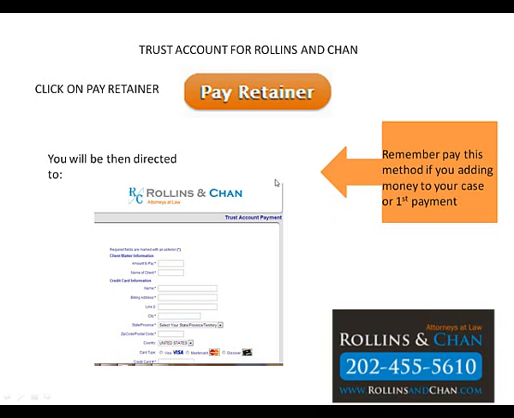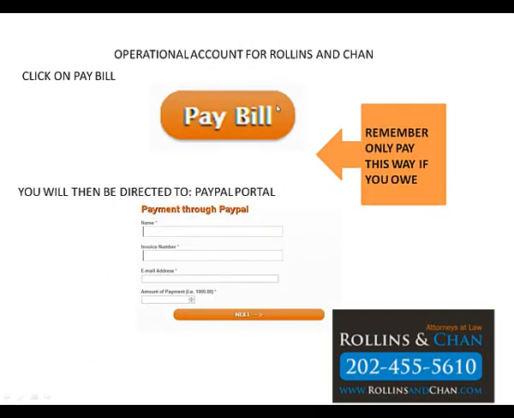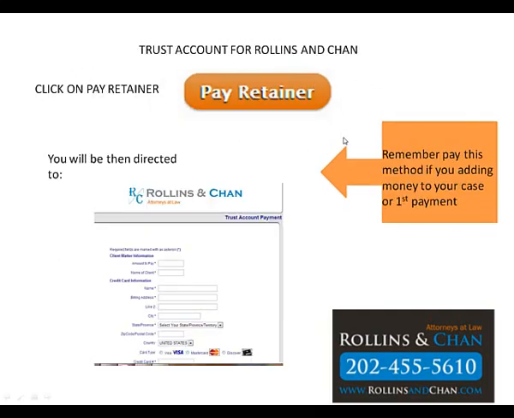So that's just a brief overview to explain to you the difference of why there's two payments on our account where you can pay the bill or you pay retainer. So hopefully that helps explain the differences on the accounts.